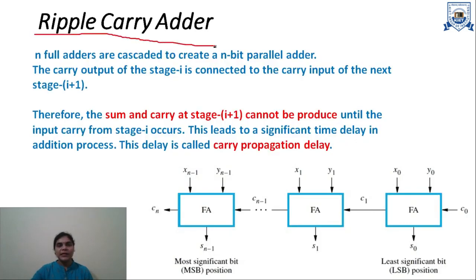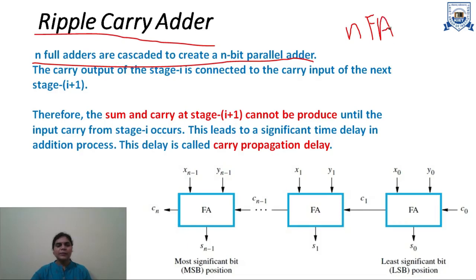Ripple carry adder. From the previous example, we understood that the carry generated at one stage will go to the next higher stage. Following the same concept, a ripple carry adder is designed. Here, n full adders are cascaded to create an n-bit parallel adder. So for designing an n-bit ripple carry adder, we require n full adders for n-bit numbers.